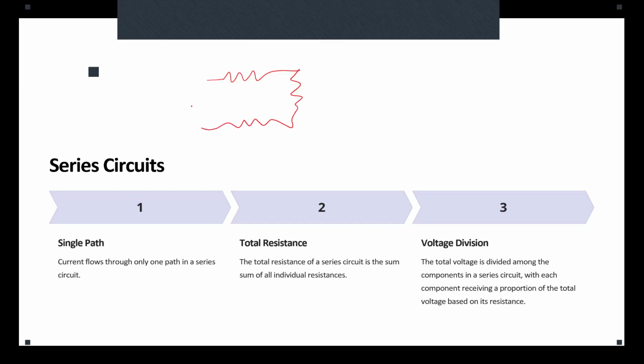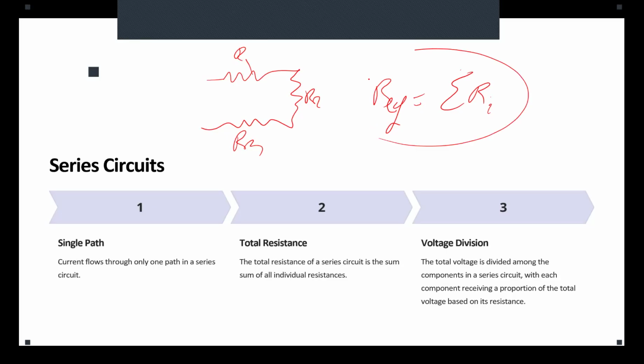series resistors, R1, R2, R3. You can simplify that by an equivalent resistor, which is the summation of those resistors. That was the series, right? Now, how can you theoretically prove this is the right formula?